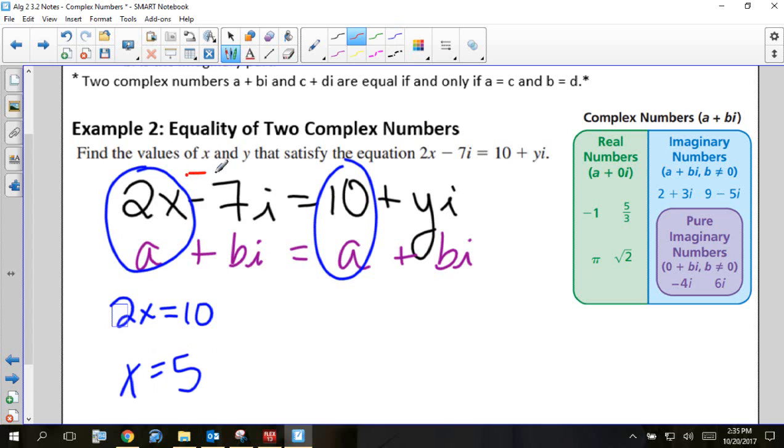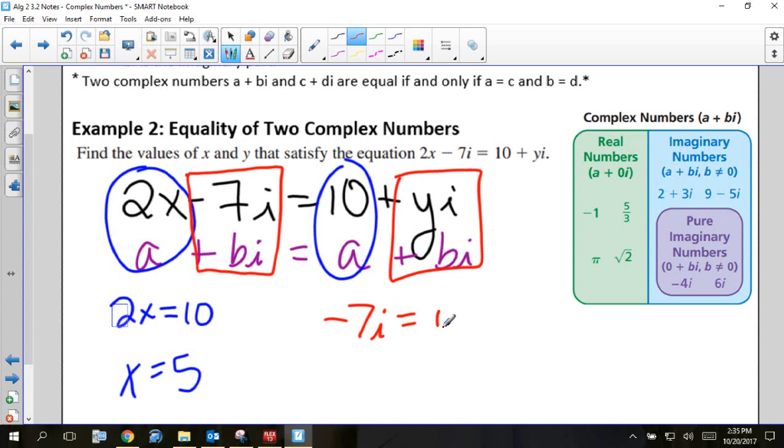And then the imaginary part, negative 7i, is equivalent to the imaginary part, yi. So I have negative 7i is equal to yi. What does y have to equal? Negative 7. Tough stuff. One more of those.